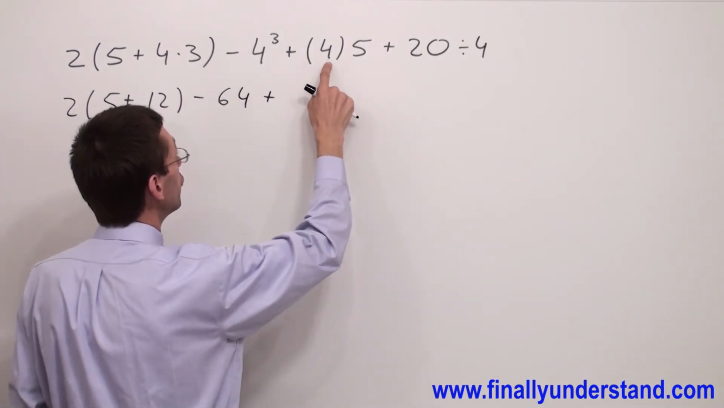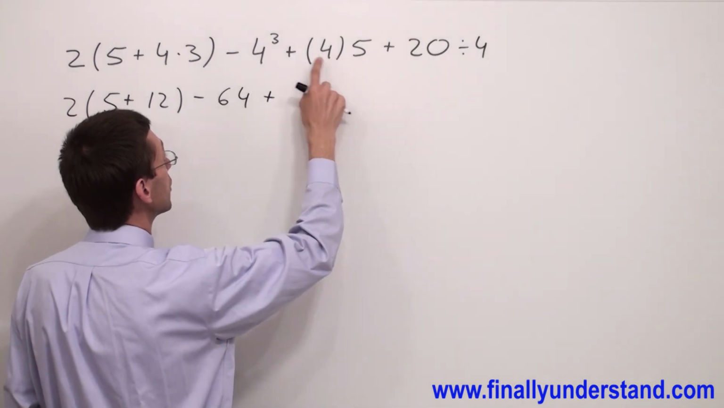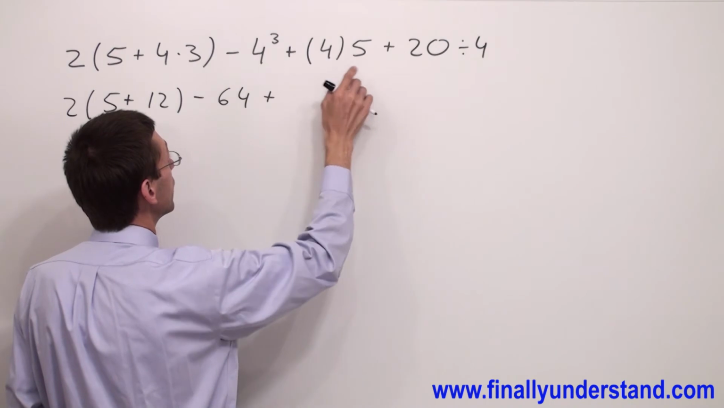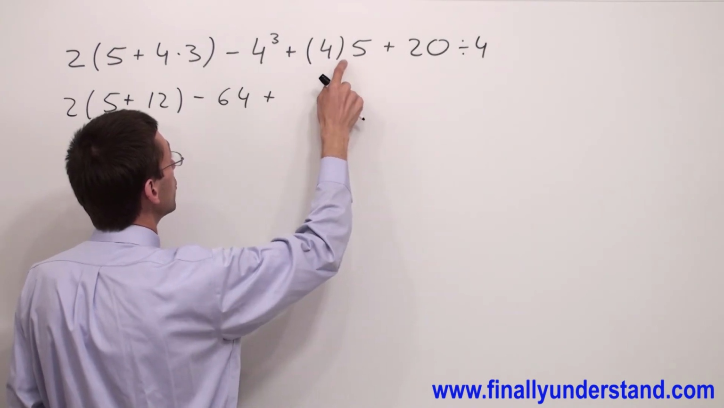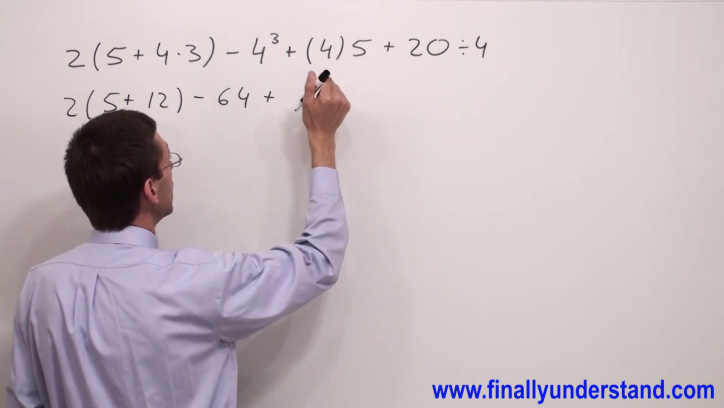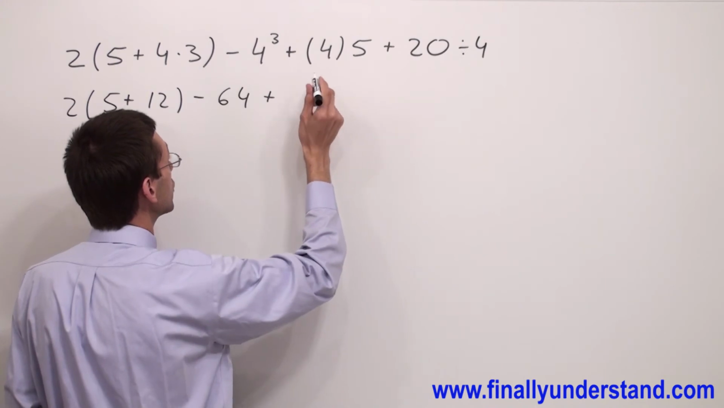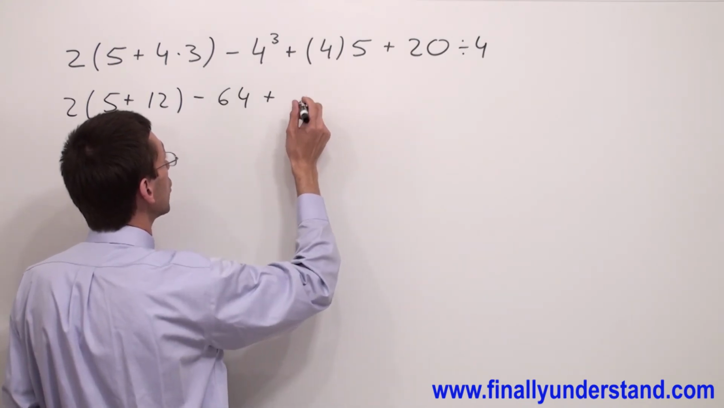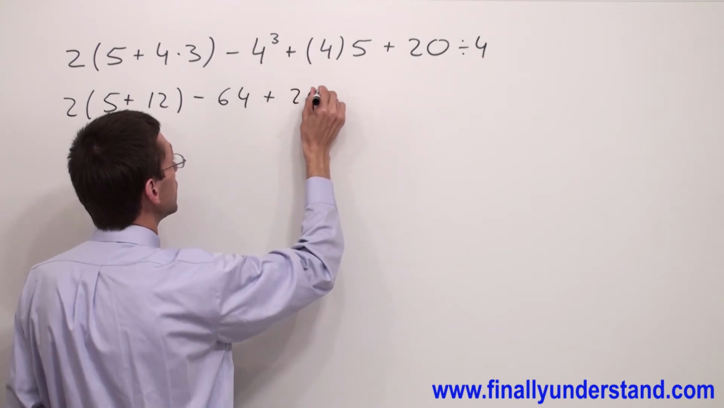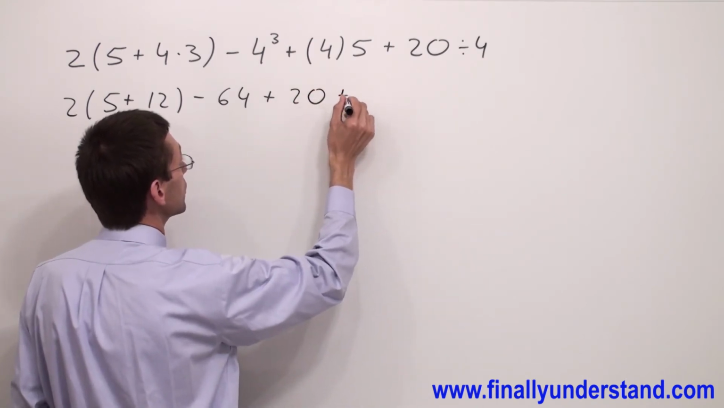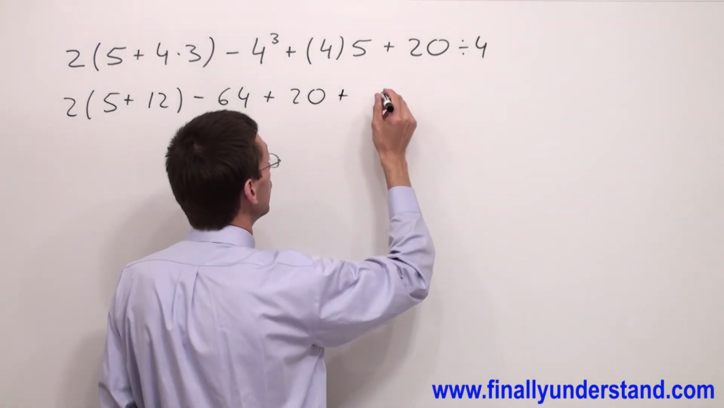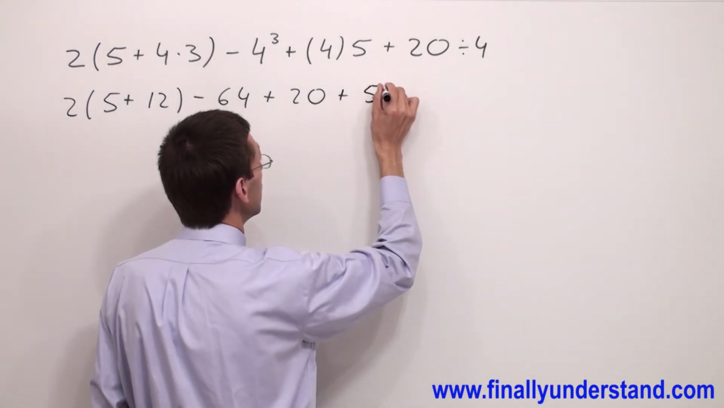I have 4 times 5. Look at the left side and right side. We have addition. Okay, so multiplication is more important. That's why I can perform this multiplication at this moment. So I have 4 times 5 is equal 20 plus, and I have division. 20 divided by 4 is equal 5.